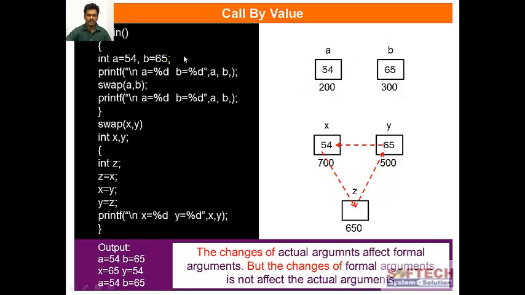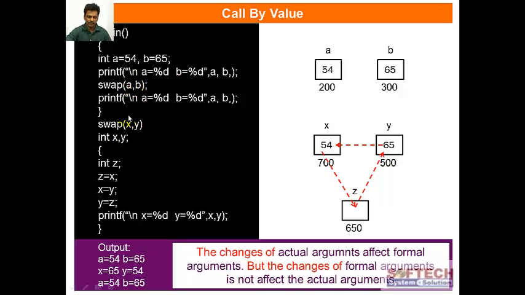So a and b are the actual arguments, and x and y are the formal arguments. Here the sending side is the actual argument, and the receiving side is the formal argument. So a and b are actual arguments, x and y are formal arguments.